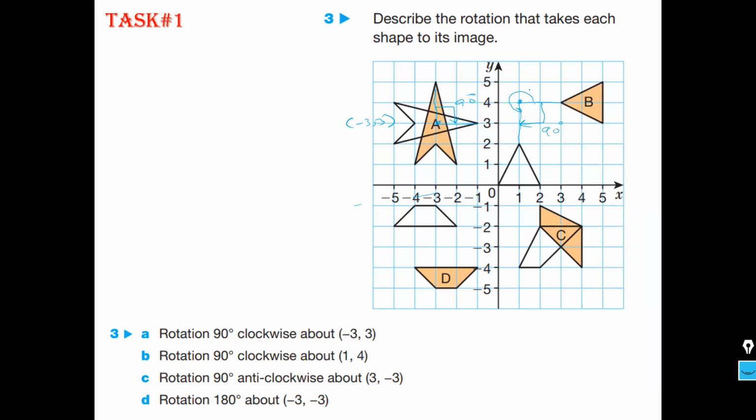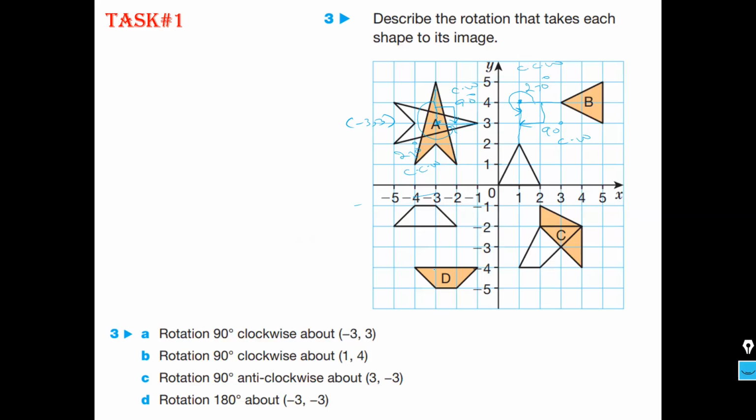anti-clockwise, then it will be 270-degree counter-clockwise, okay, and 90-degree clockwise. Here it is 90 degrees. A to its image is 90-degree clockwise. But if you look from the opposite reflex angle, this becomes 270-degree counter-clockwise. Now look here, C part, rotation 90-degree anti-clockwise about 3 and -3.